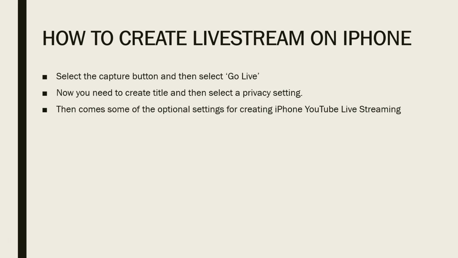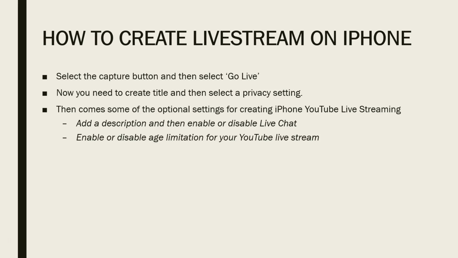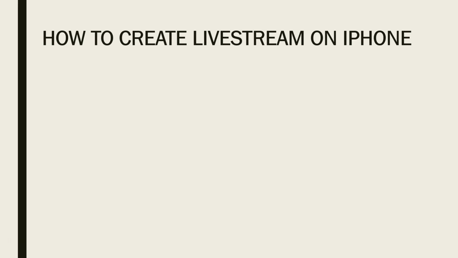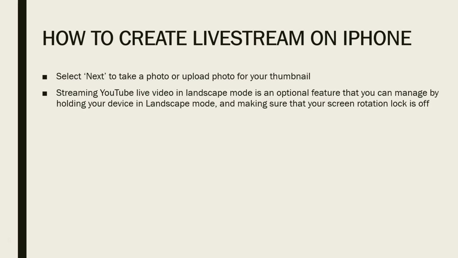Then comes the optional settings for creating your live streaming. You want to make sure that you add a description and then enable live chat. Enable or disable the age limitation for your YouTube live stream. Indicate whether your stream contains paid promotion, and if yes, include a paid promotion disclosure. Select the back arrow. Then you want to select next to take that photo or upload a photo for your thumbnail.